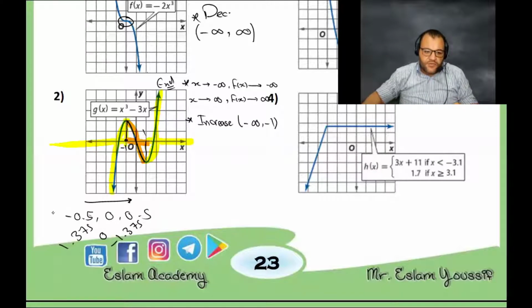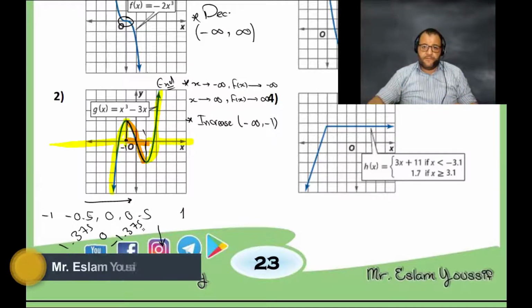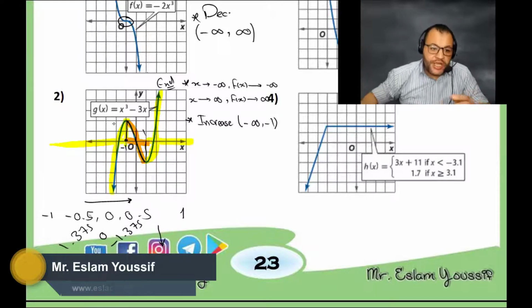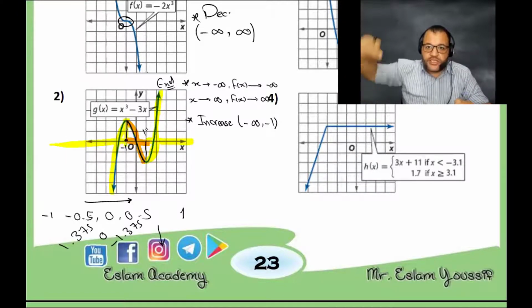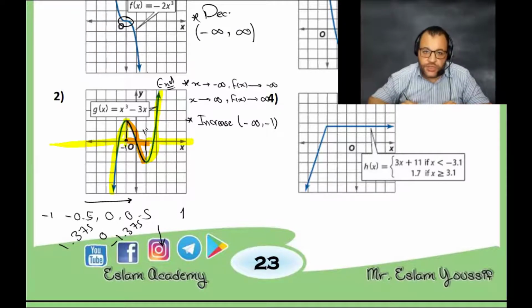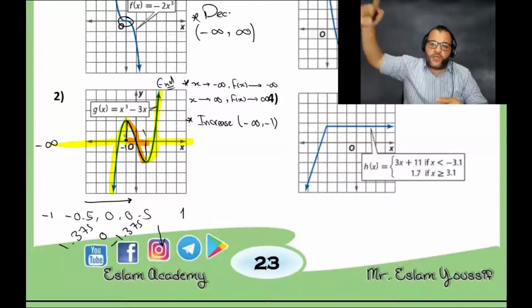So at this interval, starting from -1 to +1, you will find that the value of the function each time is going down. It means it's a decrease. Do you understand now what is the meaning of that algebraically? If you choose any number between -1 and 1, you will find that the function each time is going down. But if you choose any value from -infinity to -1, you will find that the function is going up. The value of the function is increased.